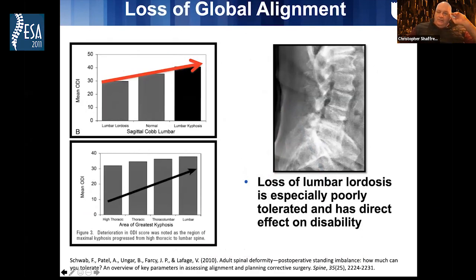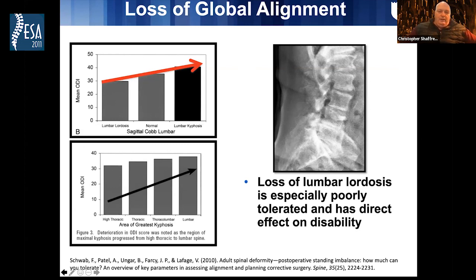And what they found was that there was a direct and very strong correlation between this loss of lordosis and the development of sagittal imbalance, and particularly the recognition that if a mismatch developed between the pelvic incidence and the lumbar lordosis, this was particularly symptomatic.